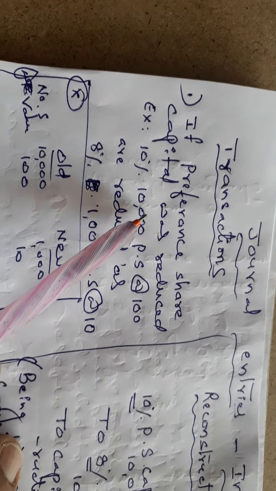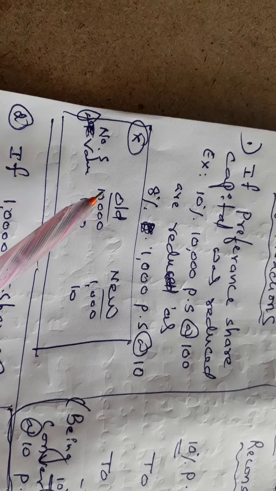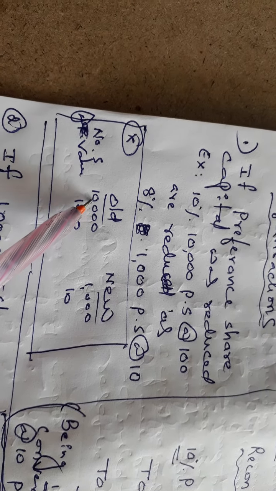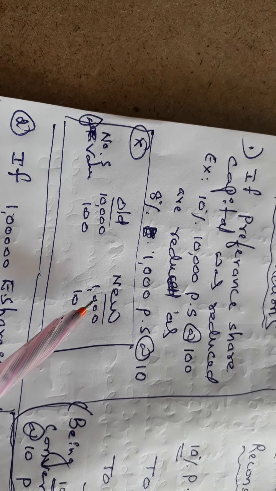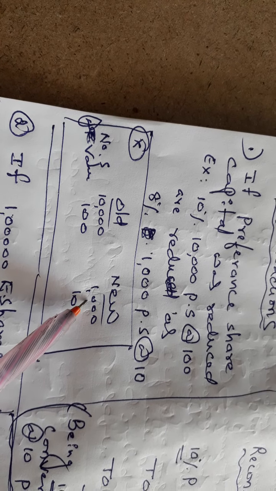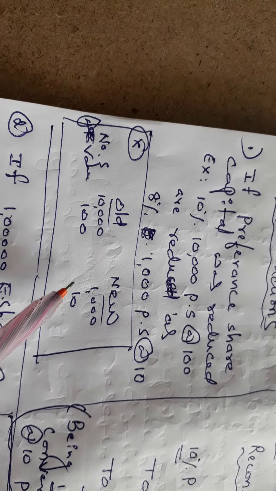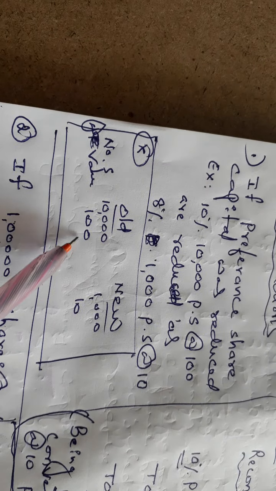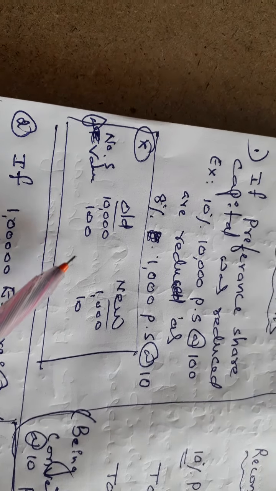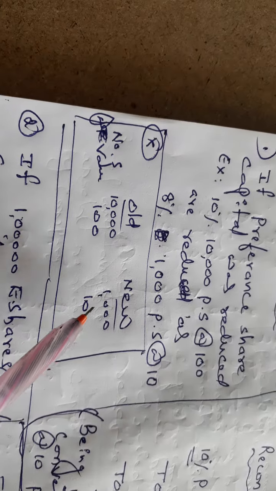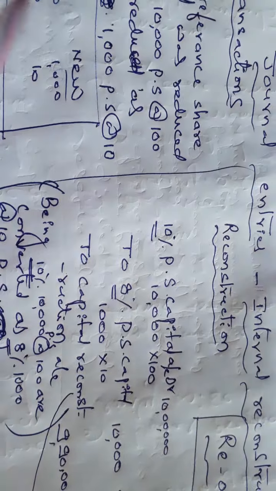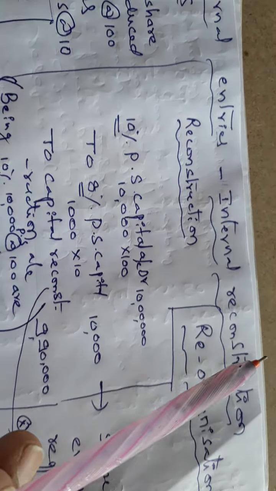In this case, what entry is required? Check it here. First, the company held 10,000 preference shares in the old balance sheet. Now they have decided to convert to only 1000 preference shares. Old value 100, new value 10 rupees, meaning each share value is reduced by 90 rupees, from 100 to 10. So to conduct this activity, what general entries are required in case of reconstruction and reorganization? That is our present entry.